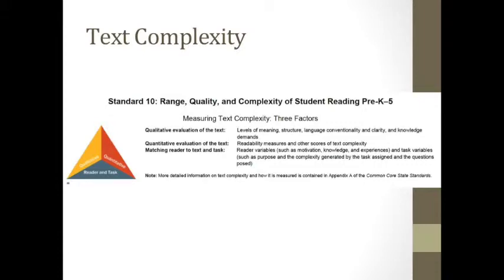And then the third piece is matching a reader to the text and task. So what reader variables are there? Like, is a student motivated to learn about this? Are they interested? Do they have personal experiences? What's the purpose and the complexity generated by the task assigned? So is it aligned? Is it an authentic kind of match for what you're asking students to read and to do? So those are the 3 key pieces that you want to think about when finding a challenging text for students.